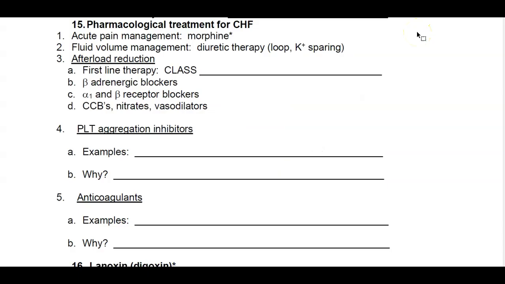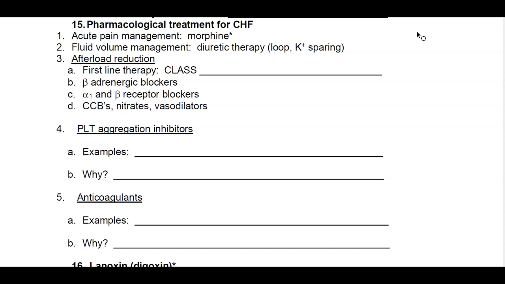So how do we treat CHF or congestive heart failure? Pharmacologically, this is how we treat CHF. Again, we treat the acute pain with morphine, right? And then we also use fluid volume management with the use of diuretics. Mainly we use loop diuretics and potassium-sparing diuretics. And our goal for treatment is afterload reduction.